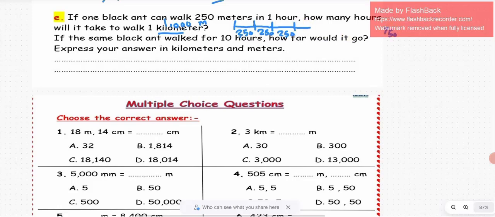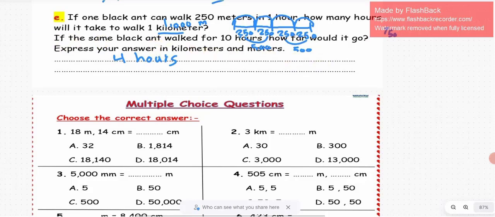No. Take another hour, 250. Now when you add all of them, you will find here 500 and here 500. Together will be 1,000. So how many hours did it take? It takes 4 hours. 1, 2, 3, 4. 4 hours to move 1 kilometer. We can find it with drawing.